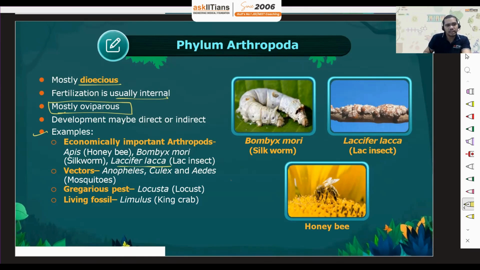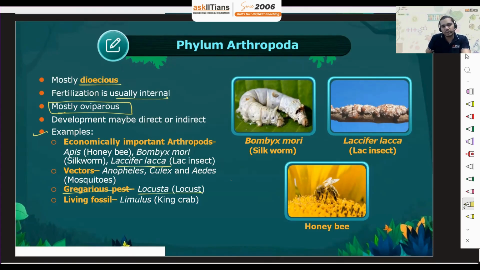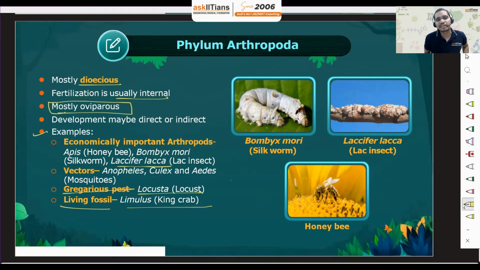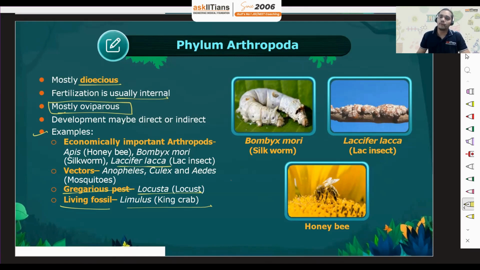Now, the gregarious species is locust, that can eat a lot of things at once. What am I talking about? The whole green field they can eat because they come in a very huge number. So that is the gregarious species we are talking about. The living fossil, Limulus, the king crab. It's called a living fossil. It's so old but still present. That's why it's called a living fossil.